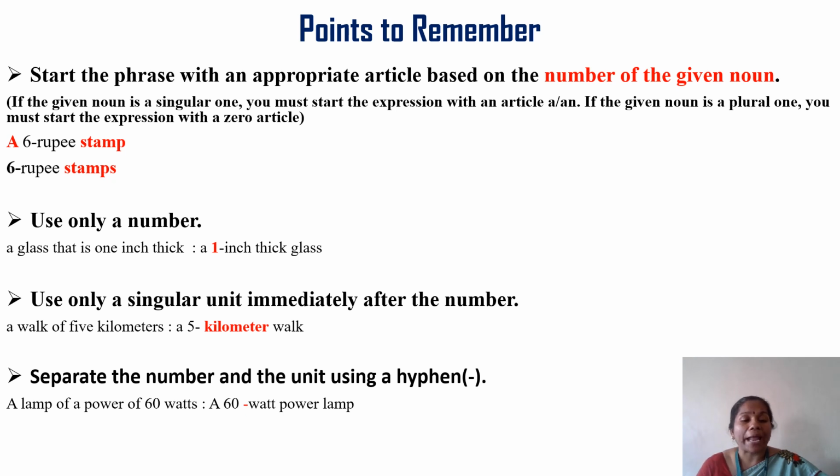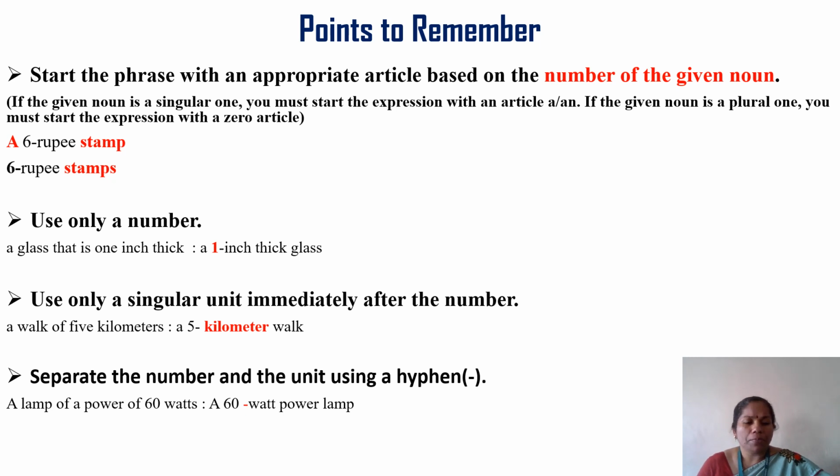Sometimes we may have the number 8. It is indicating a vowel sound. Such a vowel sound has to be preceded by an. Moreover, you have to check whether the number is followed by a singular noun or a plural noun. As I mentioned before, only a singular noun should be preceded by an appropriate article, a or an, based on the initial sound of the number. A plural noun should not be preceded by any article. Please make a note of it. So first and foremost, we have to start the expression with an appropriate article based on the given noun.